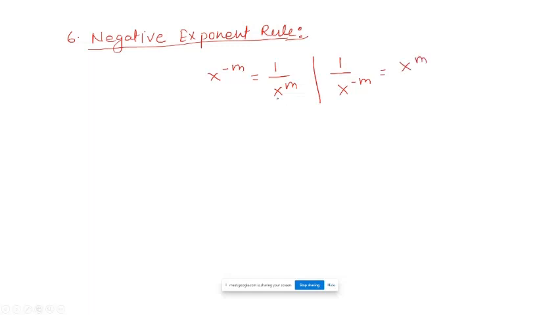Did you see that? Everyone? Yes. If you have x to the power minus m, it can be written as 1 over x to the power m, because if you have a negative exponent, it can be sent to the denominator and it will be positive. And if the denominator has the negative exponent, it will go to the numerator and change to positive. That is the first thing. Now I want to add some more about it.